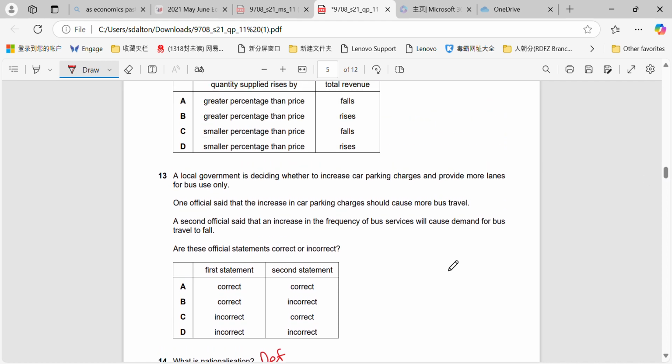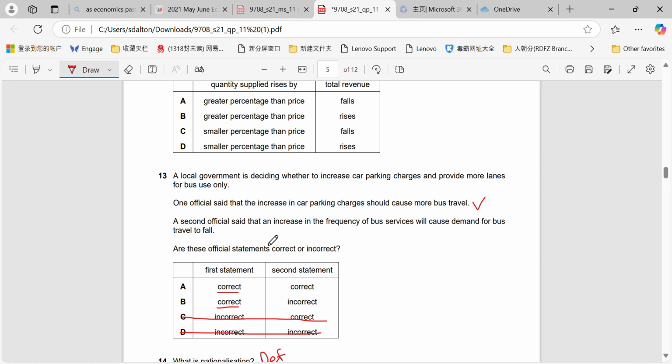Okay, question 13. Local government is deciding whether to increase car parking charges and to provide more lanes for bus use only. One official said the increase in car parking charges should cause more bus travel. Okay, so that first statement is correct. If we increase car parking charges, people will switch away to use buses.